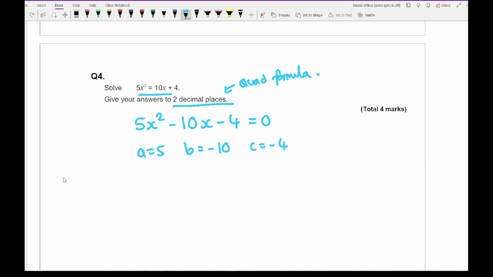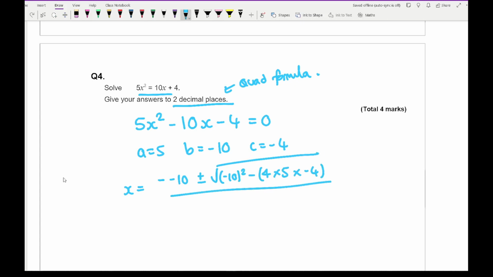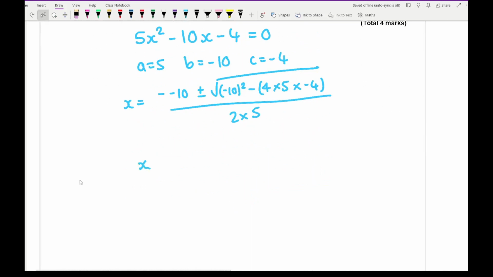So then substituting those numbers in, we get x equals minus minus 10 plus or minus the square root of minus 10 squared minus 4 times 5 times minus 4, all divided by 2 times a, which is 5. Then simplifying as much as I can, and again you can use your calculator to help you with this. So minus 10 becomes plus 10. Then we've got minus 10 squared, which is 100, 4 times 5, which is 20, times minus 4 is minus 80, all divided by 2 times 5, which is 10.